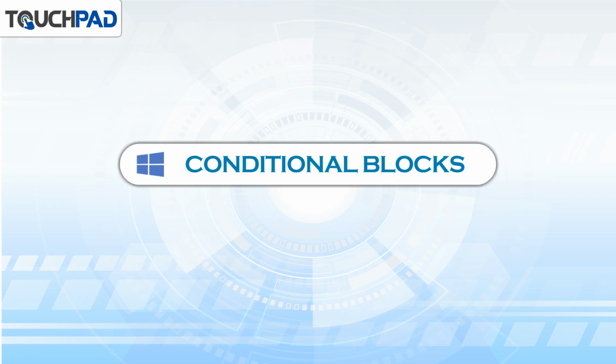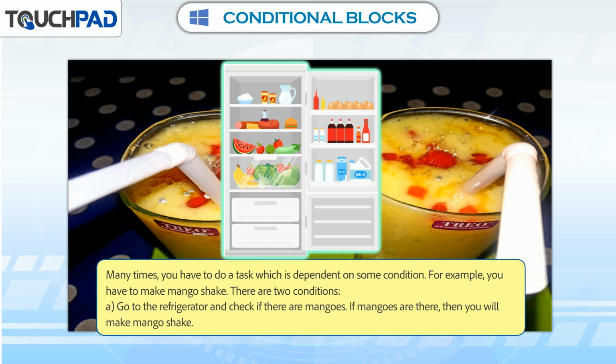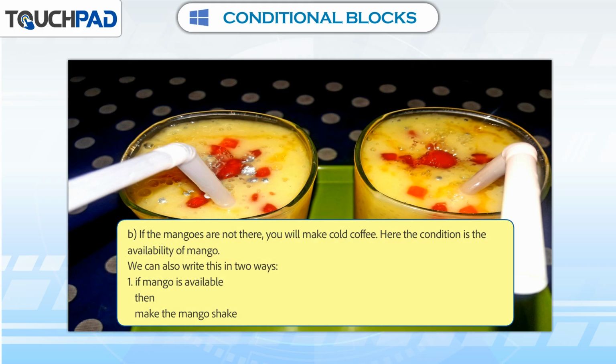Conditional blocks. Many times you have to do a task which is dependent on some condition. For example, you have to make mango shake. There are two conditions. A. Go to the refrigerator and check if there are mangoes. If mangoes are there, then you will make mango shake. B. If the mangoes are not there, you will make cold coffee.